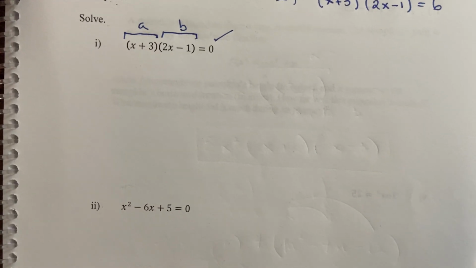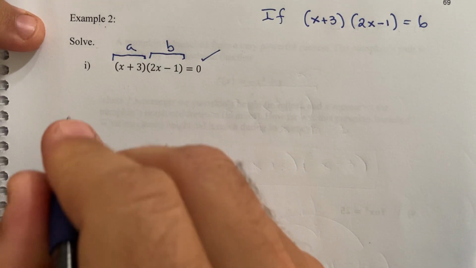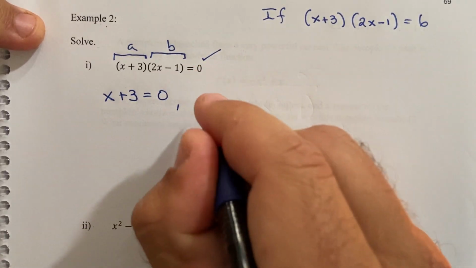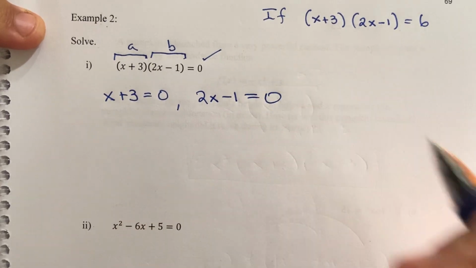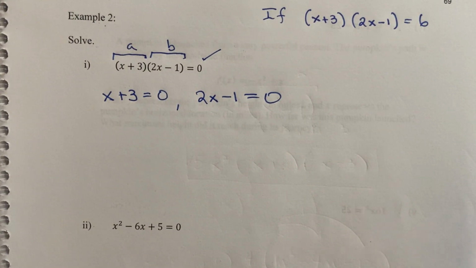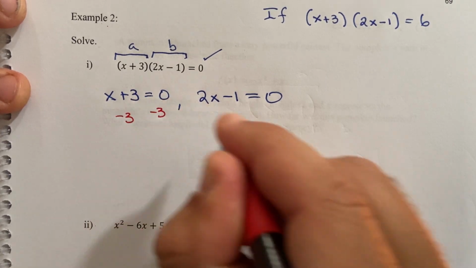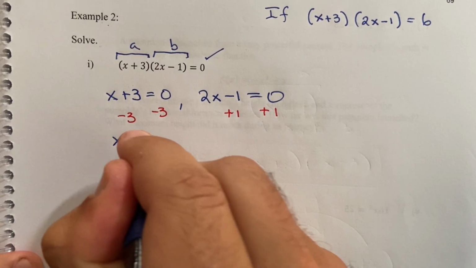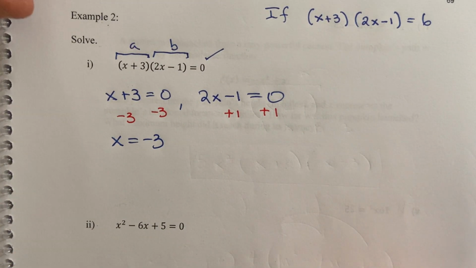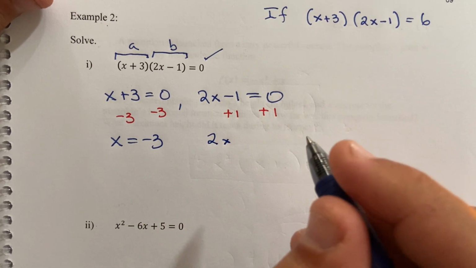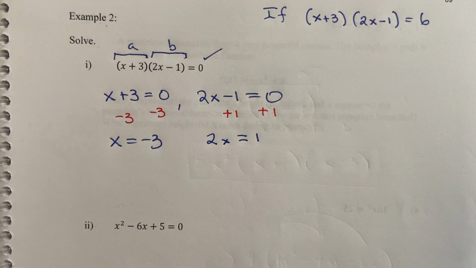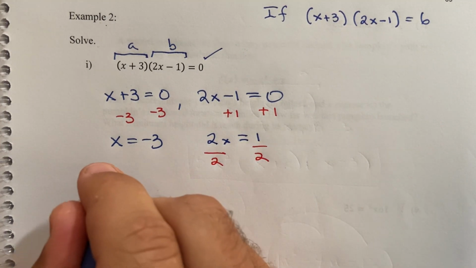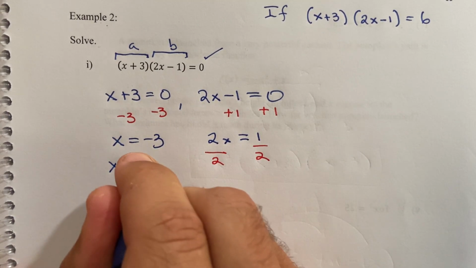So we're good on this one. What I now do is I can set x plus 3 equal to 0 and 2x minus 1 equal to 0, and I'll solve. So subtract 3, add 1. So x equals -3 looks like it will be one of our answers, and then we'll have 2x equals 1, and then divide by 2. So we're also getting x equals a positive 1/2.